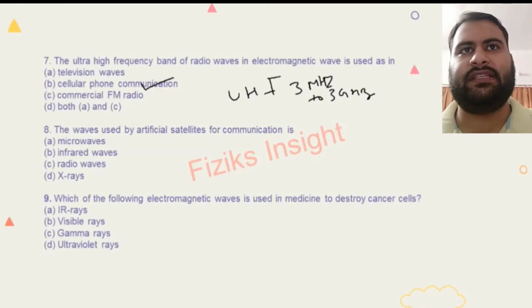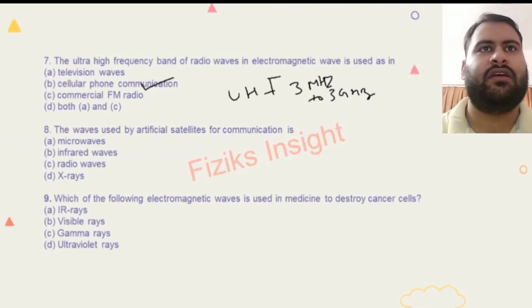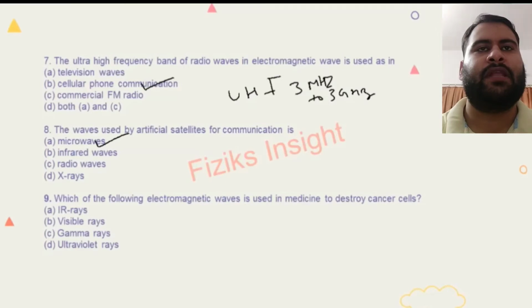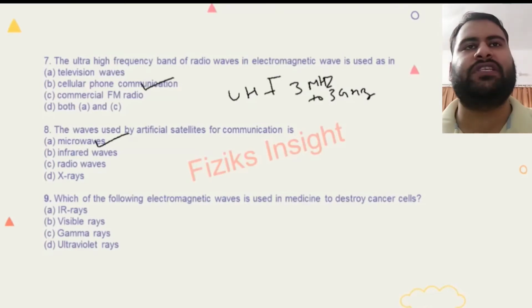Now the next question is, the waves used by artificial satellites for communication are microwaves, infrared waves, radio waves, or X-rays. So the correct option is microwaves. Why? As these waves have sufficiently high energy to penetrate through the atmosphere of Earth and reach the target satellite. So the correct option is A part.